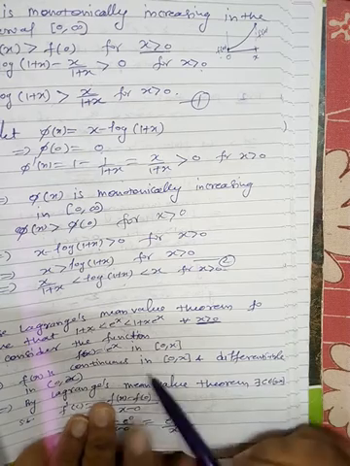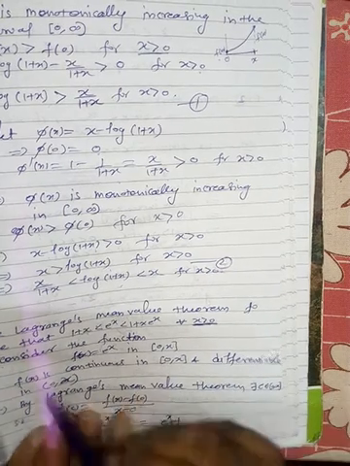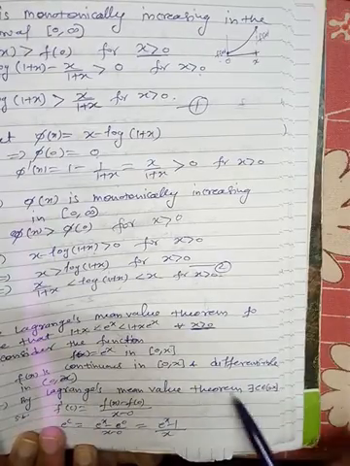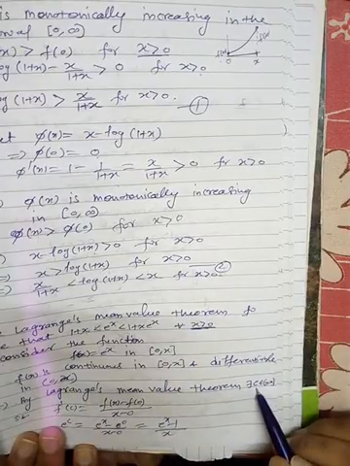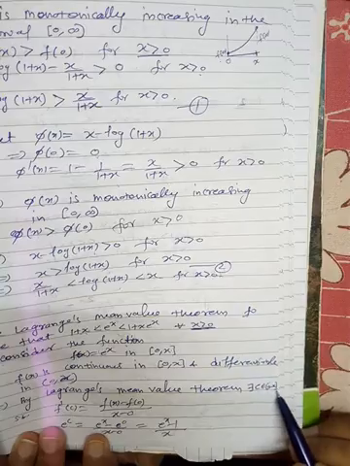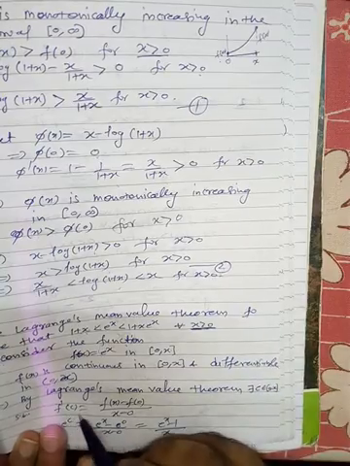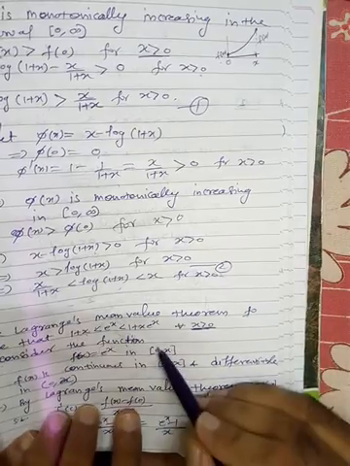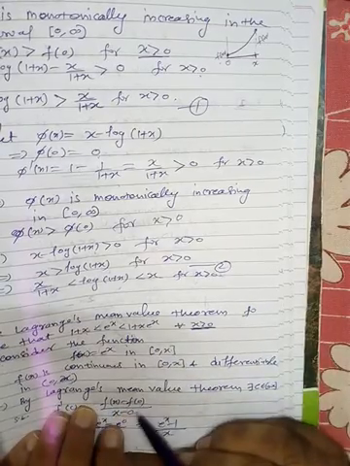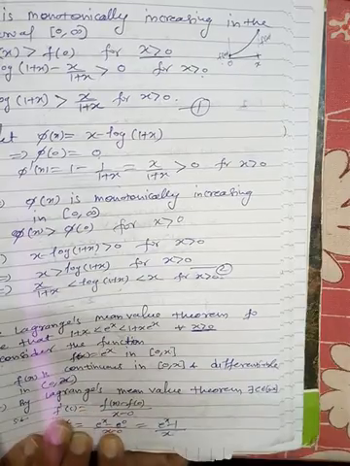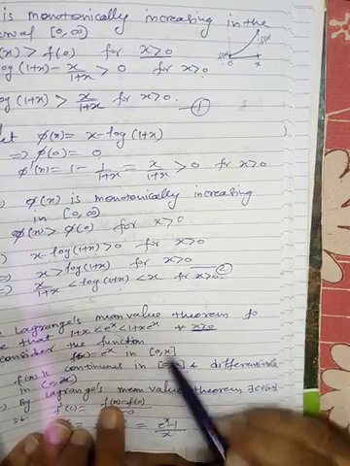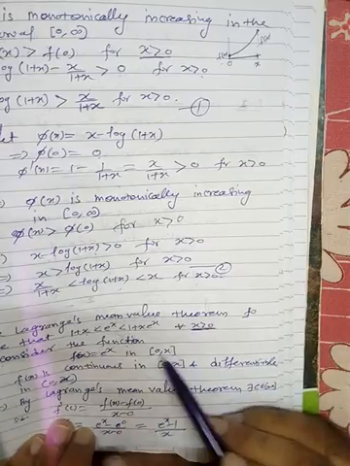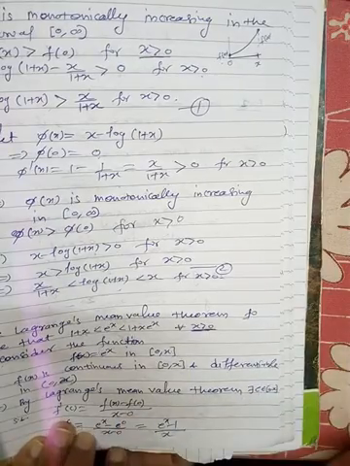So the function is continuous and differentiable in the open interval 0 to x. Hence, by Lagrange's mean value theorem, there exists a point c in the open interval 0 to x such that f dash c is equal to f of the right hand point, which is x, minus f of the left hand point, f of 0, divided by x minus 0. So this f of x comes from the right hand point, this f of 0 comes from the left hand point, divided by right hand point minus left hand point, that means x minus 0.